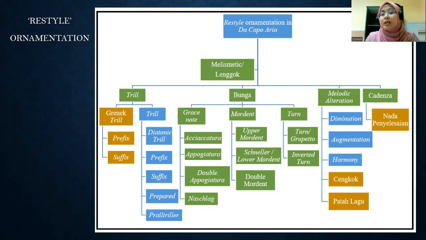The third one is melodic alteration, which comes with two kinds: diminution, augmentation, and harmony from Western classical, and also aided with Malay ornamentation, which is cengkok and patah lagu. And the last one is cadenza, which in Malay ornamentation we always have the nada penyelesaian, which is basically the cengkok at the end of the phrasing.